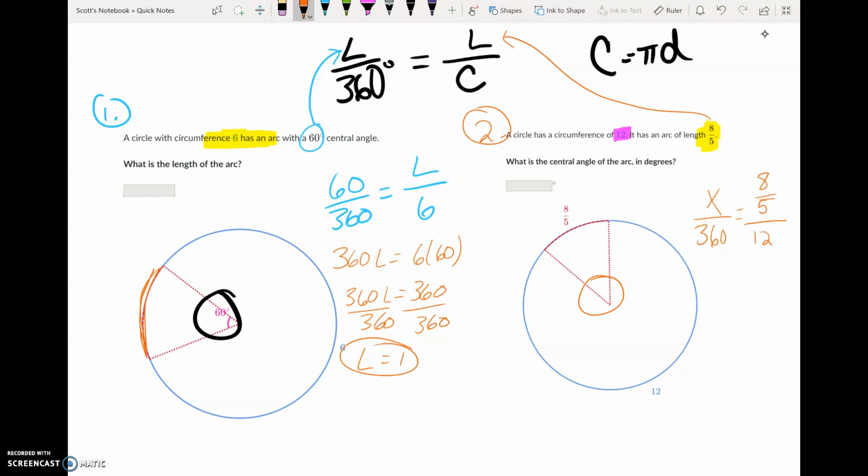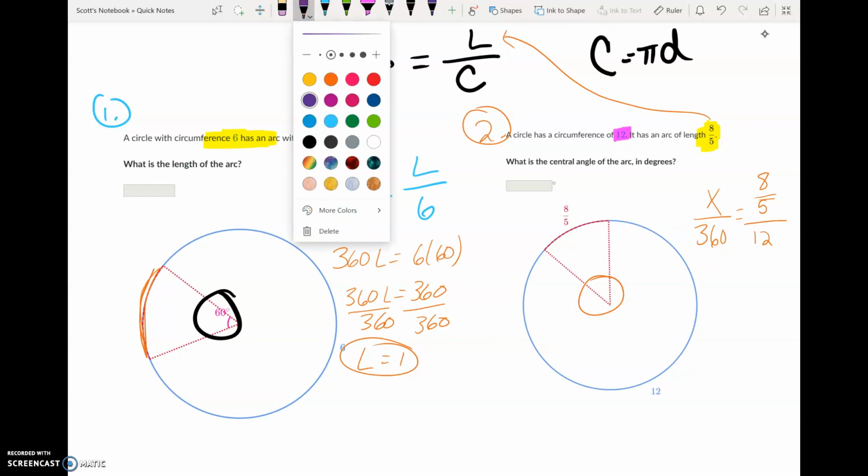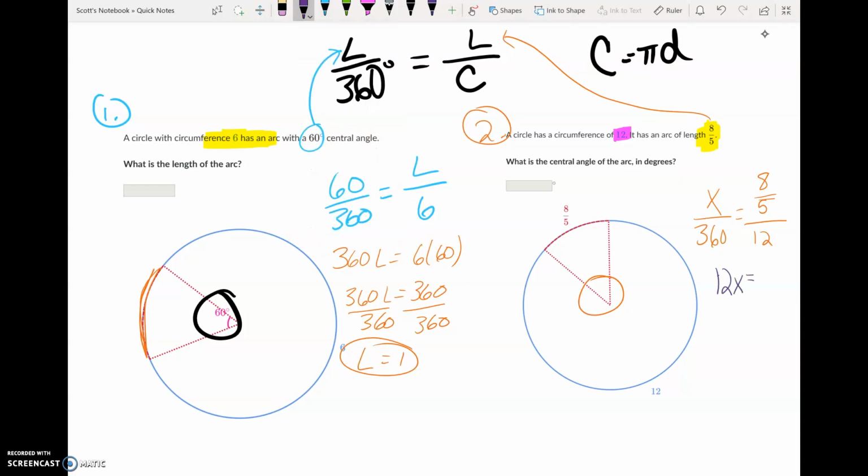Now, I know it looks a little scary, I can still cross multiply. So I could have maybe 12x equals 8/5 times 360. Whenever you do this, I would just multiply 360 times 8 and then divide by 5. That would be the same thing. So I could do 12x equals 360 times 8 and then divide by 5. Some of you might be using your phones, or if you're using the Khan Academy calculator, I would multiply the top first and then divide by 5.